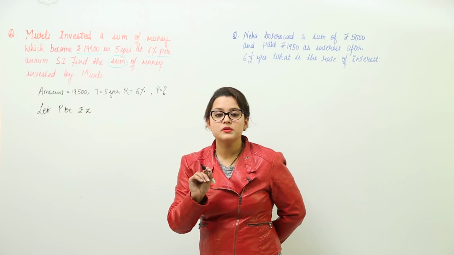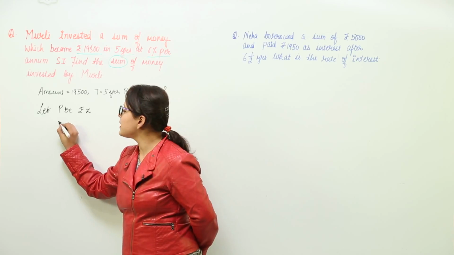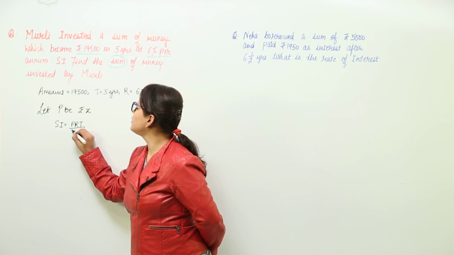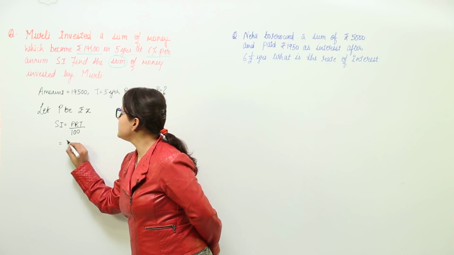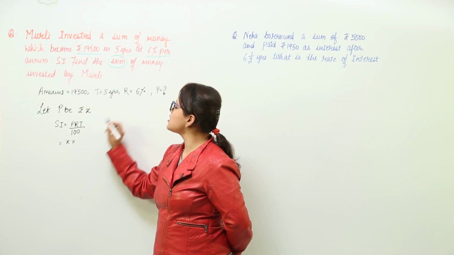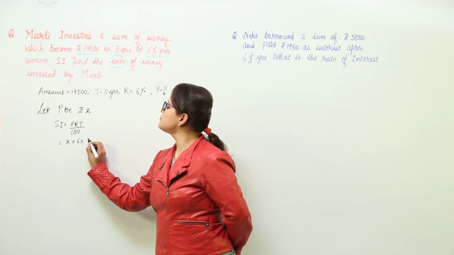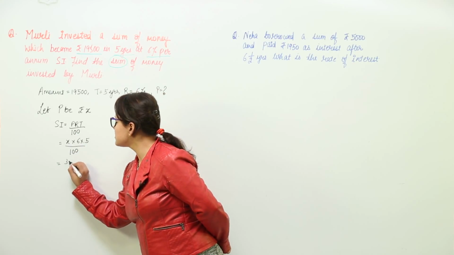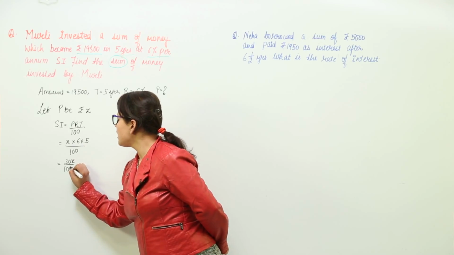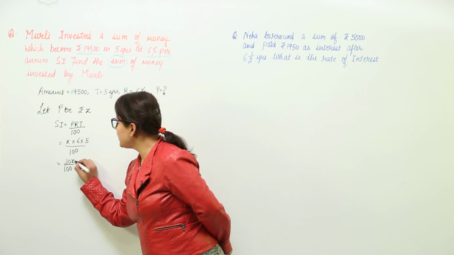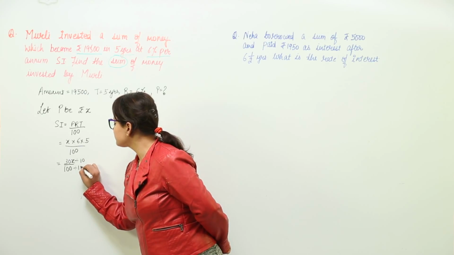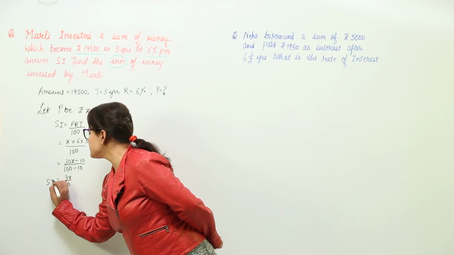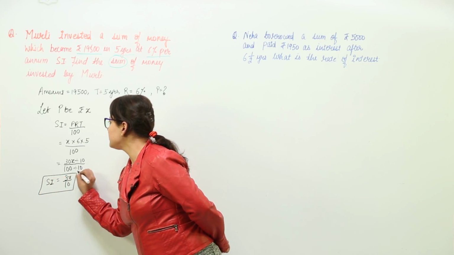Now I have assumed the principal to be rupees X. Now I can calculate my simple interest. My simple interest would be PRT upon 100. This is equal to P is X, rate of interest charged was 6%, the time is 5 years, whole upon 100. So I get 6 5s are 30x upon 100. I do have some common factors in them, so I'll divide both with 10 and I land up with 3x upon 10. So my simple interest comes out to be 3x upon 10.